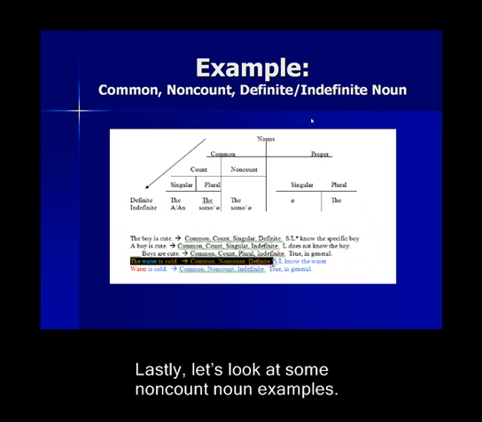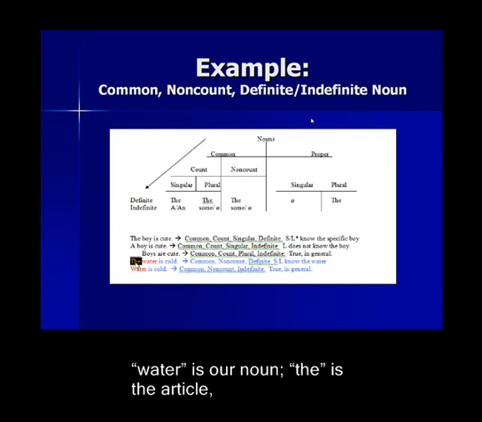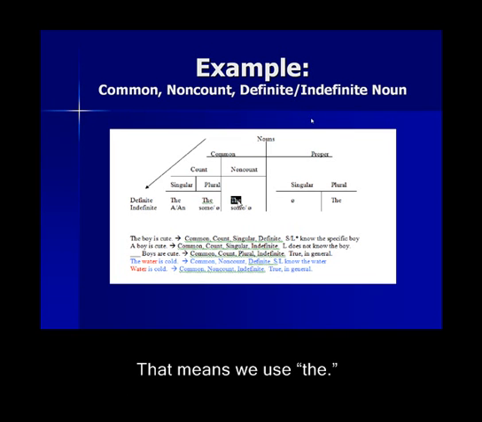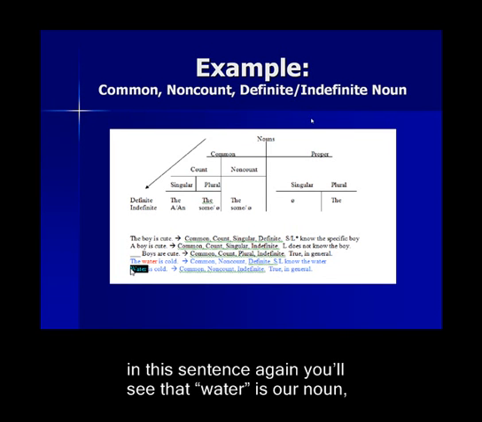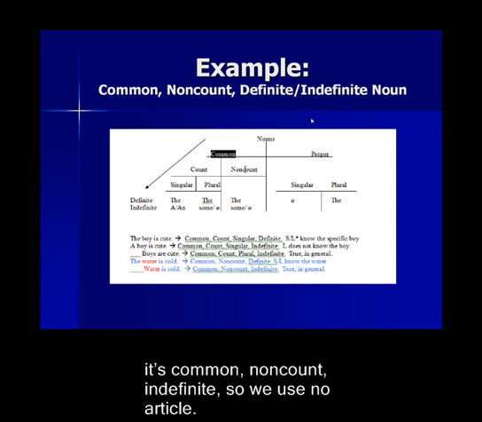Lastly, let's look at some non-count noun examples. In this sentence, "The water is cold." Water's our noun, the is the article, and if we check our chart, that's a common, non-count, definite noun. That means we use the. And if we check our last example, "Water is cold." In this sentence, again, you'll see that water is our noun, but in front of it, we have no article. Why is that? Again, if we check our chart, it's common, non-count, indefinite, so we use no article.